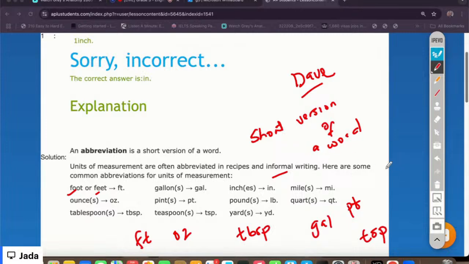Then inch is IN. Pounds is LB. Yard is YD. Mile is MI. Quart is QT. Now remember that whenever you put the abbreviation, you always have to add a little dot beside it. So you put the period, just like the dots. Just put it beside all the short abbreviations. So you have to remember that also.